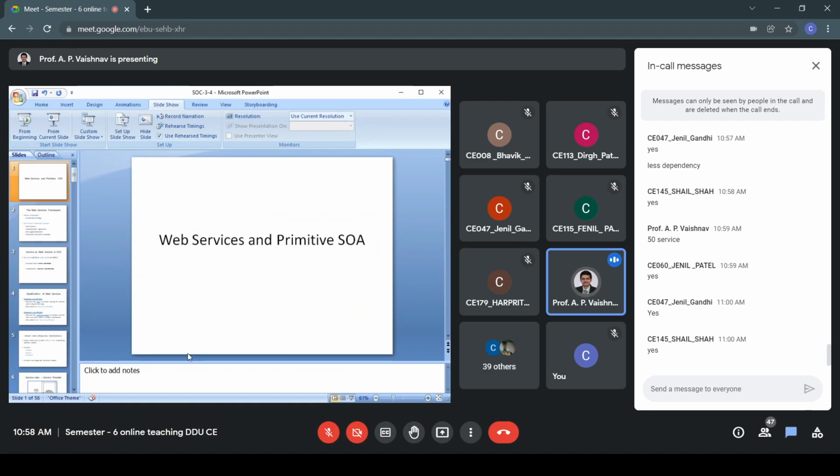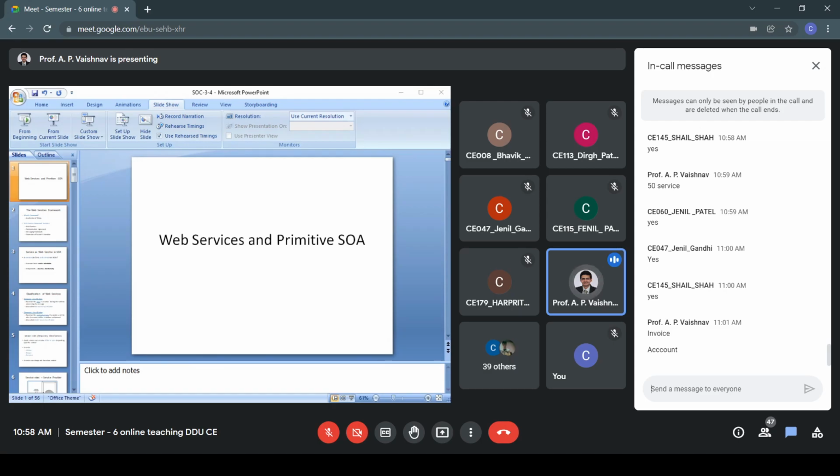What I covered up to this was from chapter 1 and chapter 3 of your textbook, that is Thomas Erl. Chapter 4 is still there, and chapter 2 we have not covered because it covers the example. I already gave you the example of the invoice service, then the account service, then the ledger service and so on. So chapter 2 describes how different services are possible in any company, so you don't need to go through that. We have already covered it in brief.